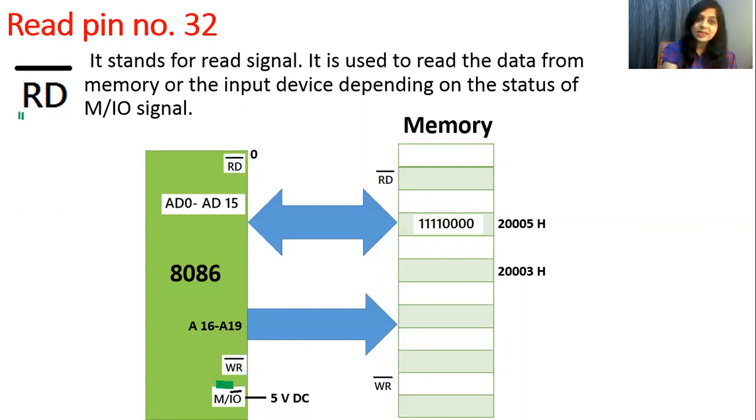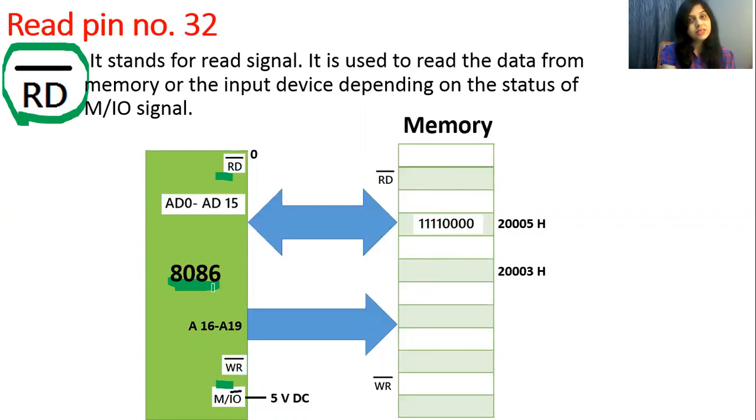Now, what is this read bar pin for? There is one read bar pin on 8086. Read bar stands for read operation. Now, 8086 functions like our brain. What happens when we read a book? When we read a book, data transfers from book to our brain. So in 8086 also, what happens in read operation? Memory acts like a notebook, or a book. In read operation, 8086 is the brain and memory is like the notebook.